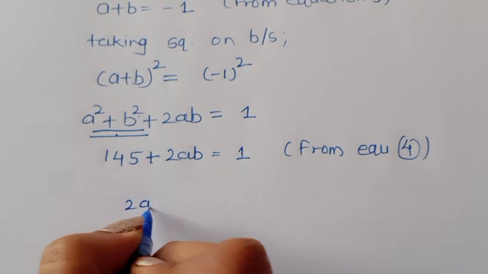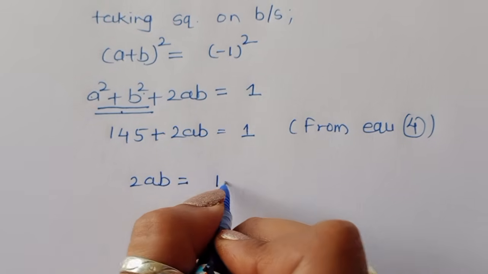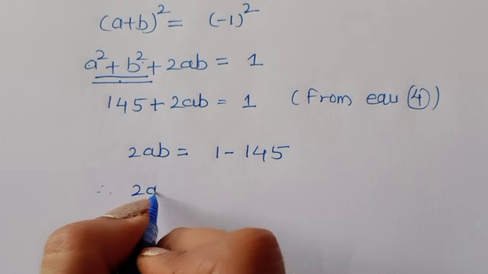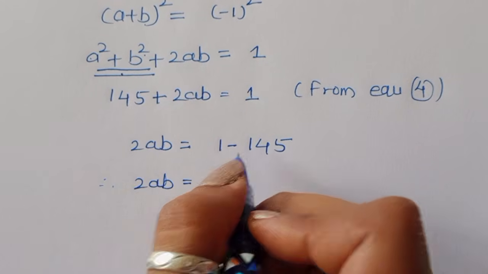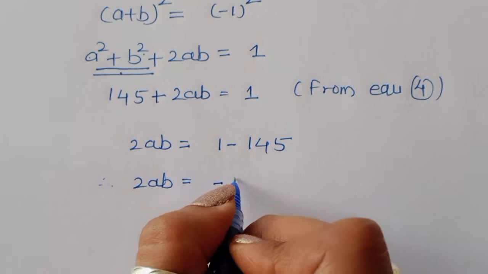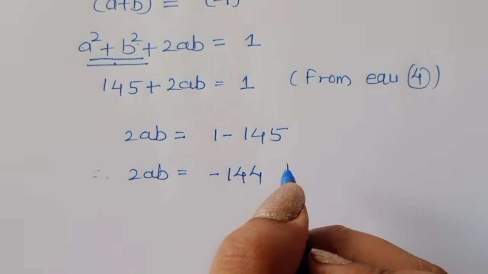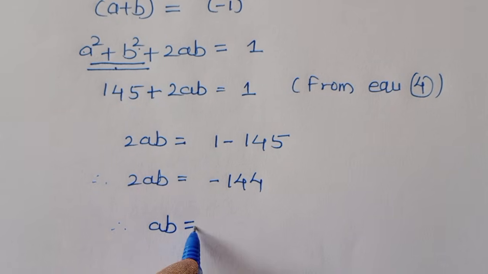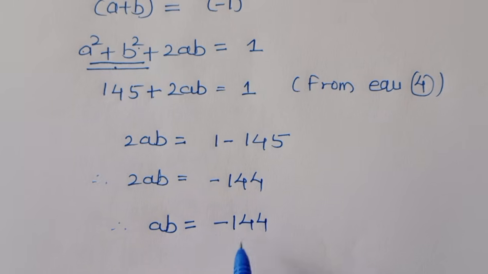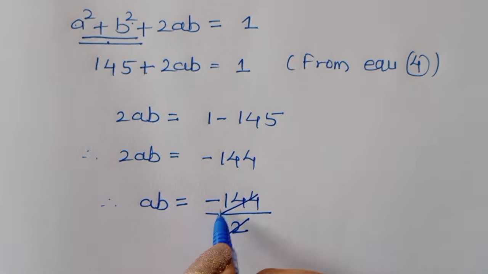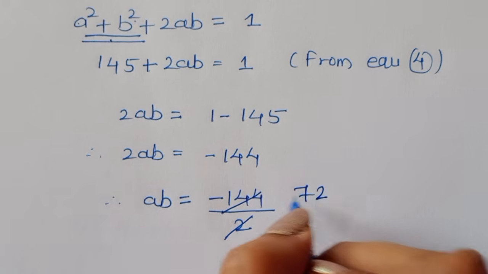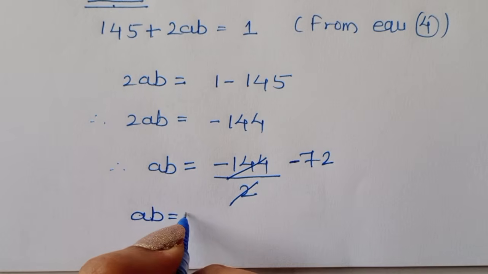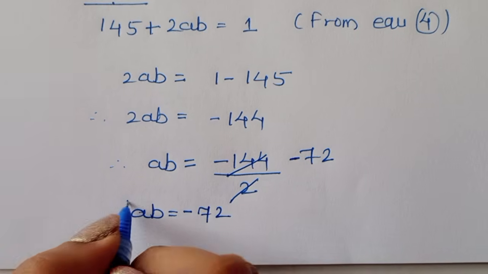So 145 plus 2ab is equal to 1. We can write this 2ab is equal to 1 minus 145. Therefore 2ab equal to 1 minus 145, which is minus 144. This is the value of 2ab. Now therefore we can say ab is equal to minus 144 divided by 2, which is minus 72. So the value of ab is equal to minus 72.